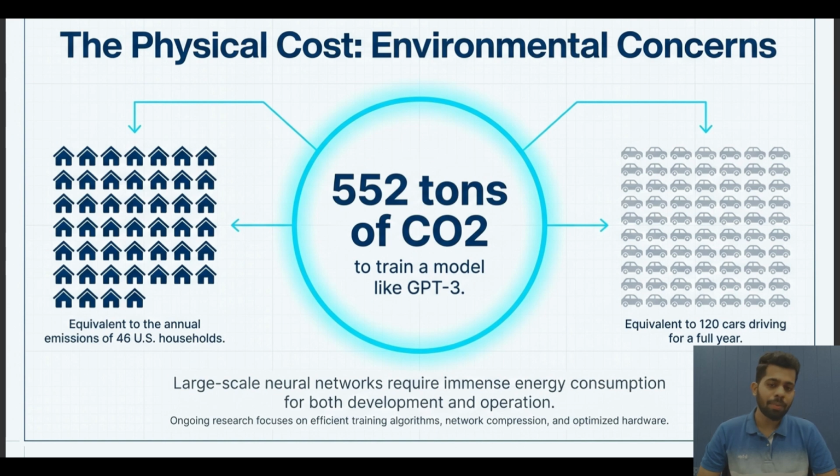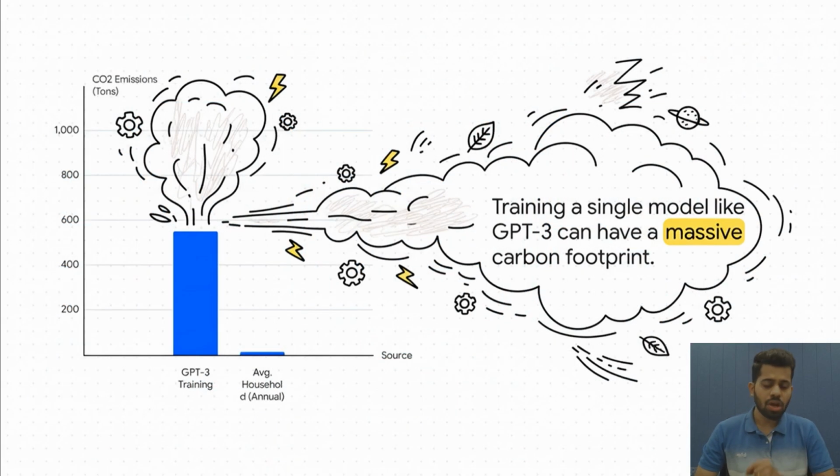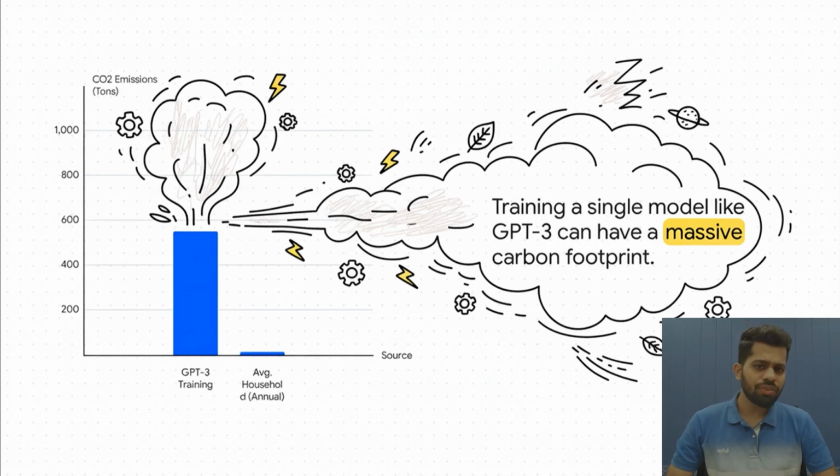And fourth is environmental concerns. Generative AI systems which rely on large-scale neural networks require immense energy consumption for both development and operation, resulting in a substantial negative carbon footprint. For example, the carbon emissions generated during the training of the model GPT-3 were estimated to be 552 tons of carbon dioxide. Ongoing efforts in AI research are focused on reducing this impact through more efficient training algorithms, neural architecture compression, and optimized hardware. But it's still a significant concern we need to address.